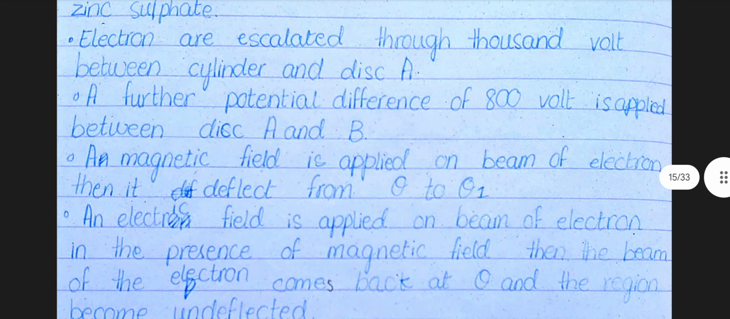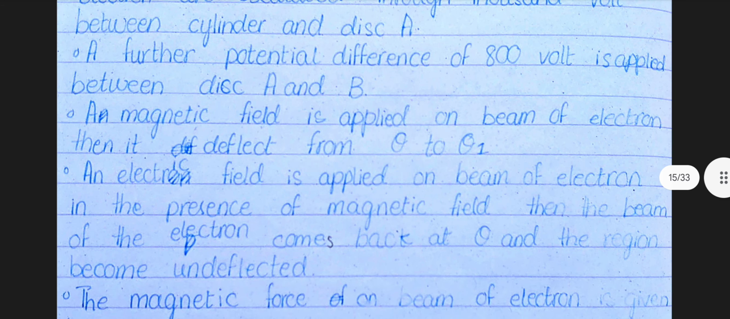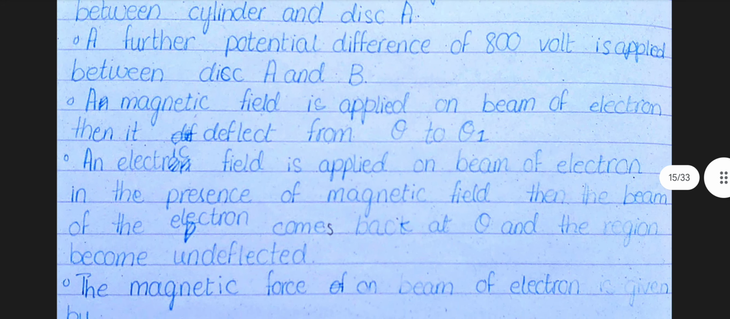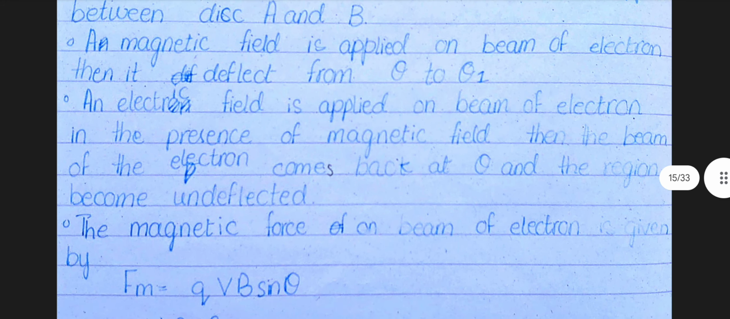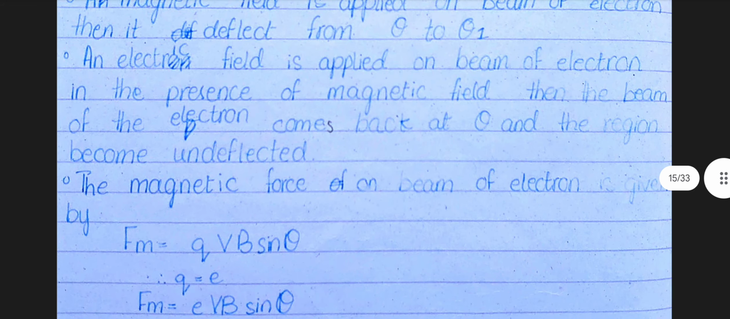A magnetic field is applied on the beam of electrons, then it deflects from theta to theta 1. An electric field is applied on the beam of electrons in the presence of the magnetic field, then the beam of electrons comes back at theta and the region becomes undeflected.